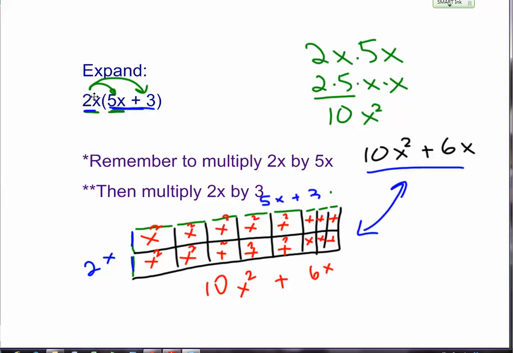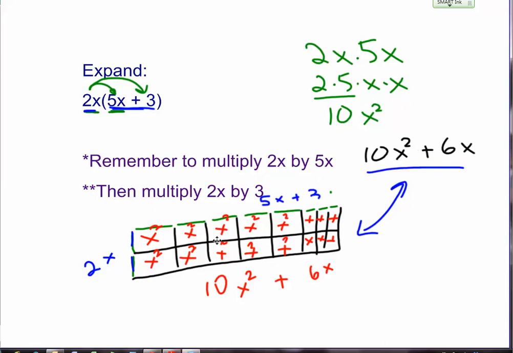And then we practiced expanding when I have 2x times 5x. Remember, x times x is x squared. So I literally have 2x times 5x, which you can rewrite. Put the numbers together. 2 times 5 is 10. X times x is x squared. So 2x times 5x is 10x squared. And 2x times 3 is 6x. And that's the best I can do. I can't simplify these anymore.